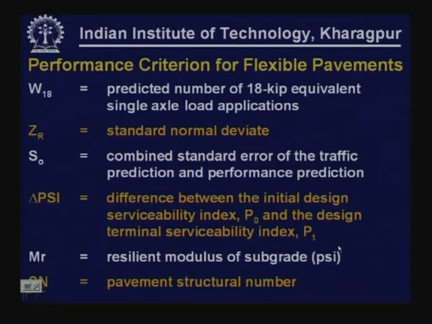To describe briefly the parameters that are used, W18 is the predicted number of 18 kip equivalent single axle load repetitions. This is the number of repetitions for which the pavement is being designed. ZR is a standard normal deviate. We can select the value of the standard normal deviate corresponding to the level of reliability that we want to have, 99%, 95%, 85%. The corresponding standard normal deviate can be selected, these are standard values.